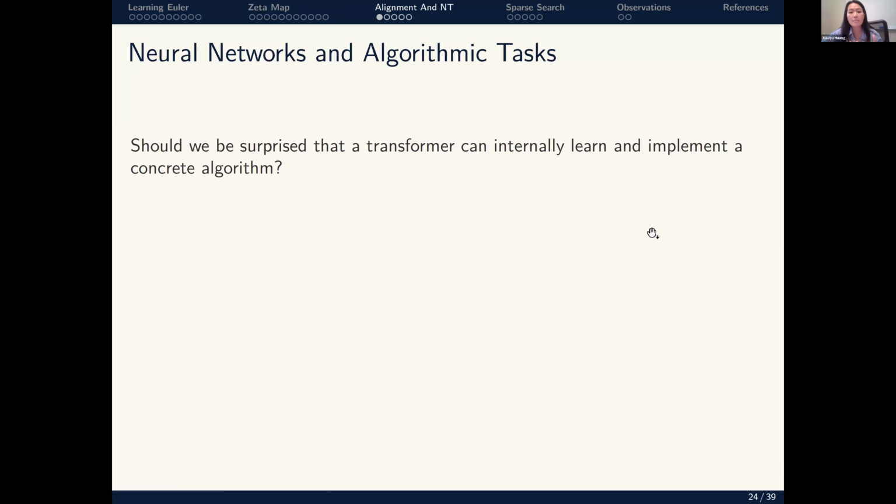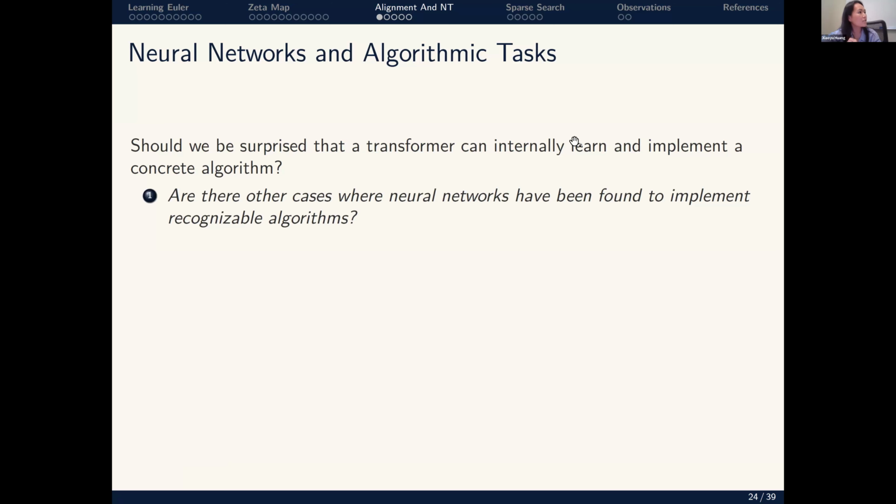Before I talk about further applications of this kind of algorithm extraction in number theory, maybe we should ask: should we be surprised that a transformer model can internally learn and implement such a concrete algorithm? In my point of view, it's better to ask this question in two parts. First, are there other cases where neural networks can be found to implement recognizable algorithms? And the answer is yes, actually, across number theory, algebra, and also stochastic processes. So I'll give you some examples.